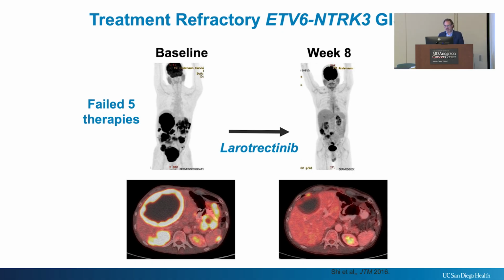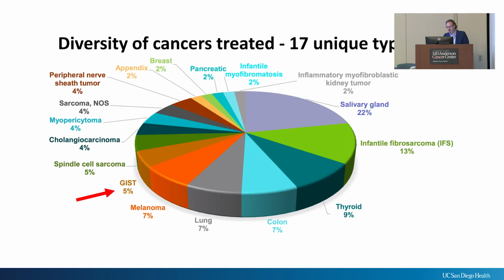You can see this PET scan is pretty dramatic with the amount of disease here. That's all lighting up. Large tumor here in the liver. This patient had failed 5 lines of therapy at the time, went on a drug to target the NTRK fusion, and you can see here 6 weeks later had a dramatic response.